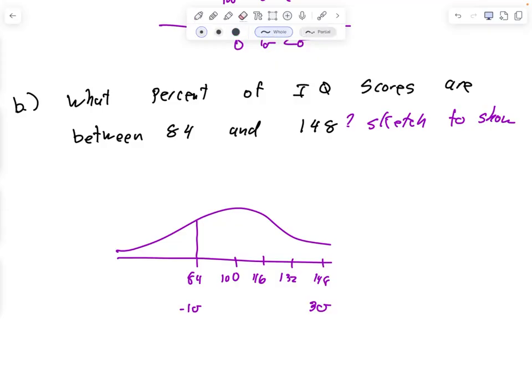68 plus 13.5 plus 2.35. No, I'm getting slightly off. It's okay, Sam. I think you forgot that 2.35, Sam. I'm getting 83.85%. Yeah, I just missed that last little 2.35, and missing that one is what Sam did. She got the first 3, but not the 4th section right there. And that's it. So 83.85% of individuals have IQ scores between 84 and 148. That's our lesson for today.